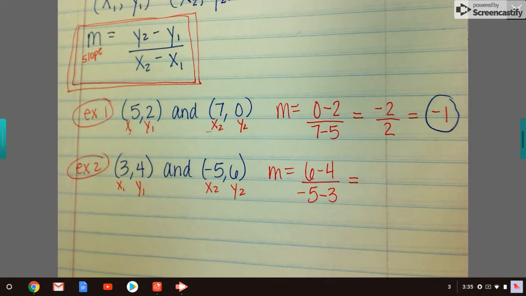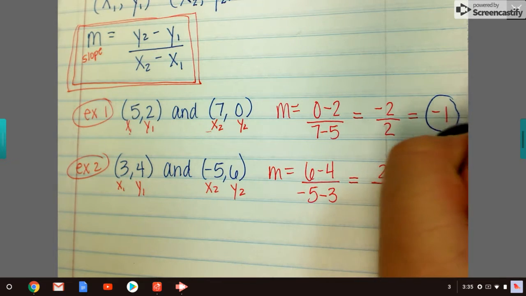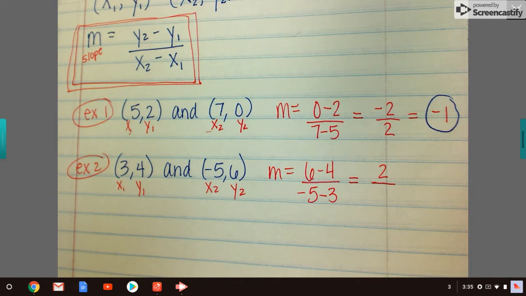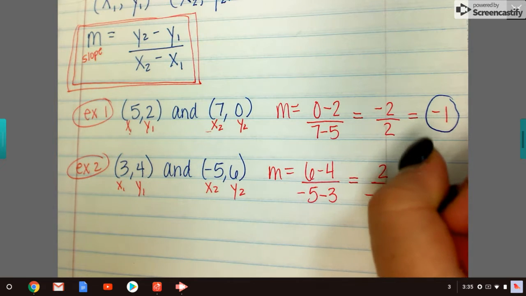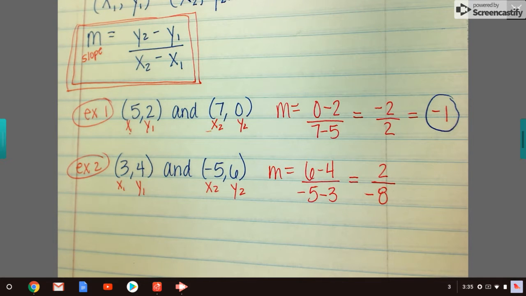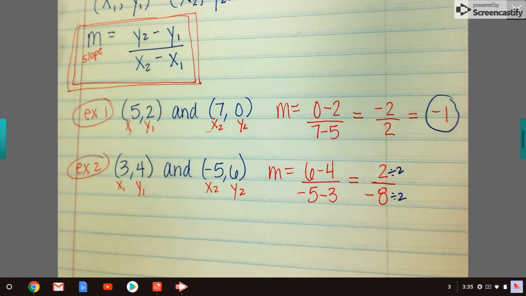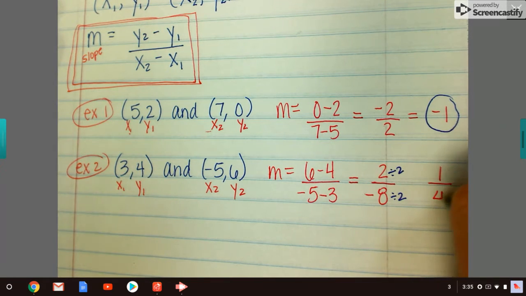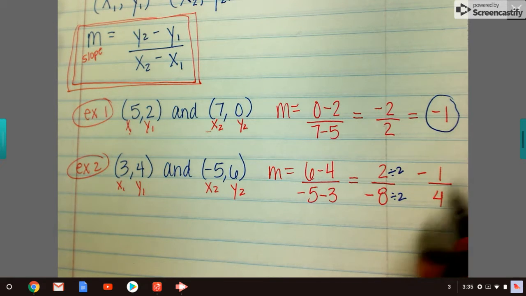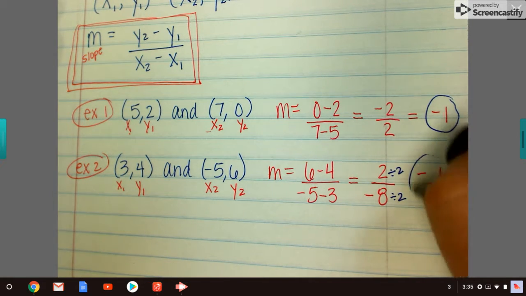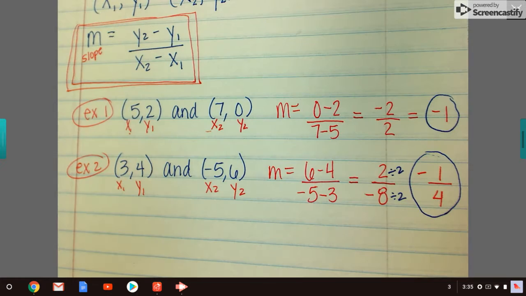Some simplifying on the top, 6 minus 4 is 2. And on the bottom, negative 5 minus 3 is negative 8. Some simplifying can be done. Both of these can be divided by 2. So I've got 1/4, and it's negative. So you can write your negative out front, or with the 1, or with the 4. It doesn't really matter.